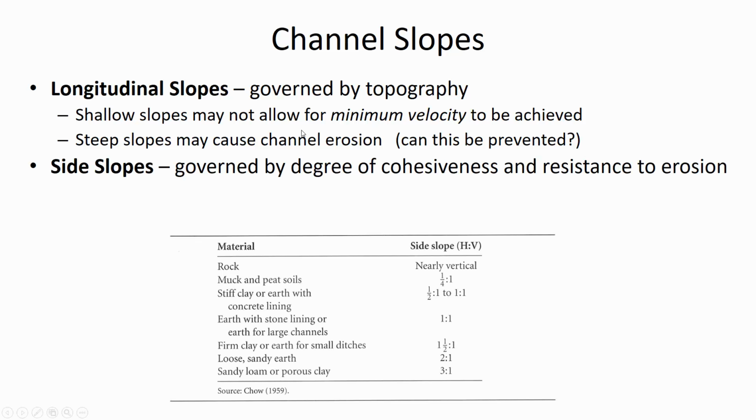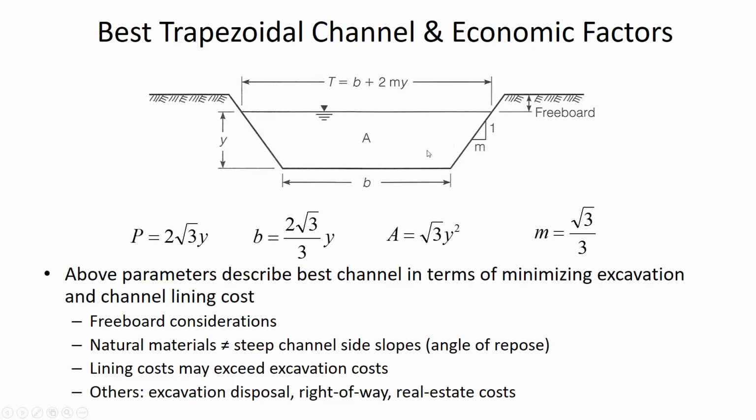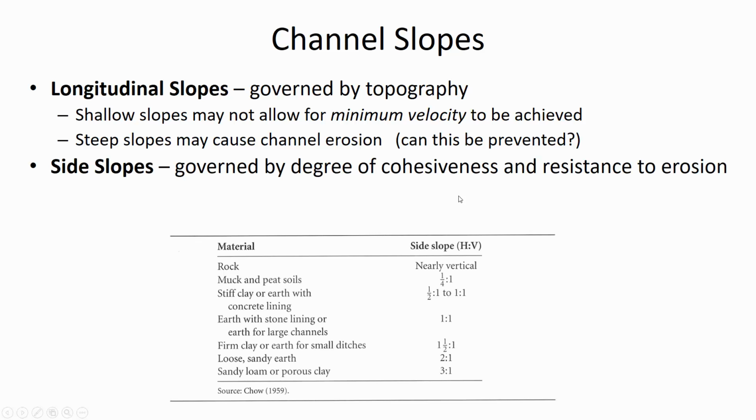So here are some typical side slopes. Now those were all about longitudinal slopes. The side slopes that we're talking about are these ones, the side slopes. The longitudinal slope is in the direction of flow, so into the page, but the side slopes are governed by the material. And so here are some side slopes that can be achieved with different types of earth.